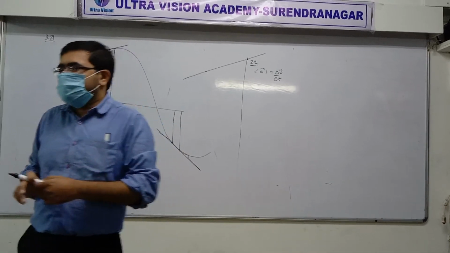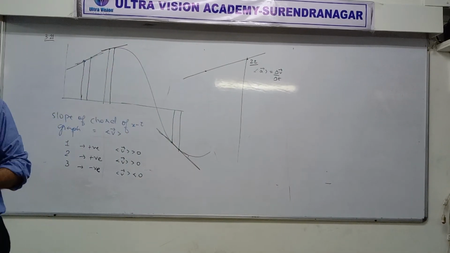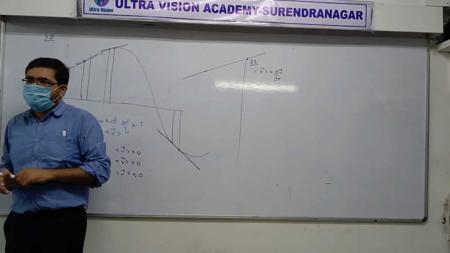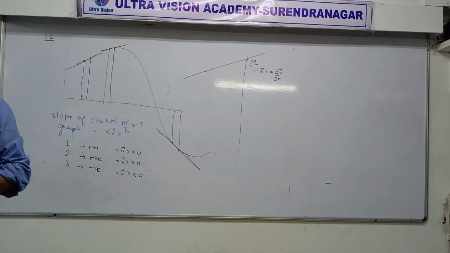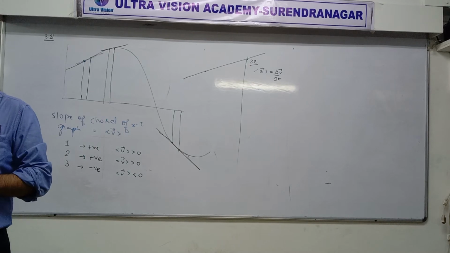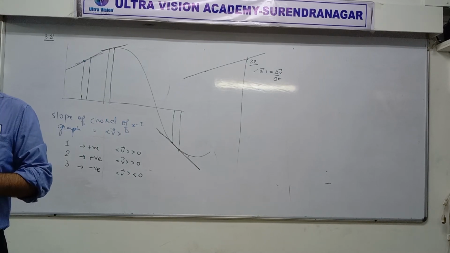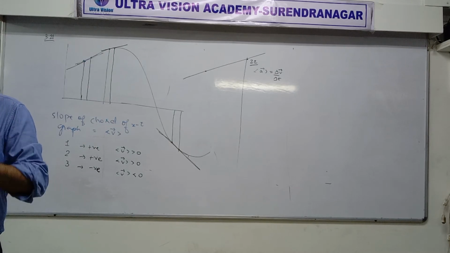Yes, it is the slope of the chord of the VT graph, correct? Do we have a VT graph here? No. Is it a velocity time graph or a speed time graph? Speed time graph. Correct or not? Okay, sit down.